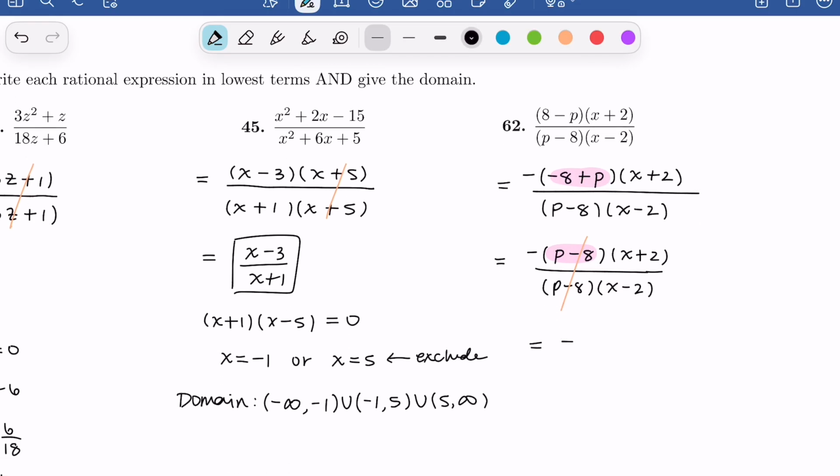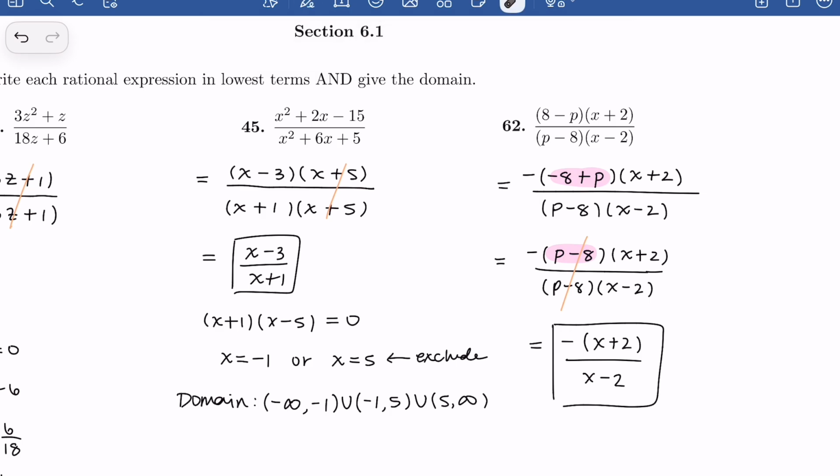Doing so, we're still going to have this negative out in front, but we're going to have x plus 2 in the numerator over x minus 2. And this would be our final answer. We can't simplify this any further. We could, if we wanted, distribute this negative to both terms here. So in the numerator, we would get a -x minus 2 if we wanted to do that.